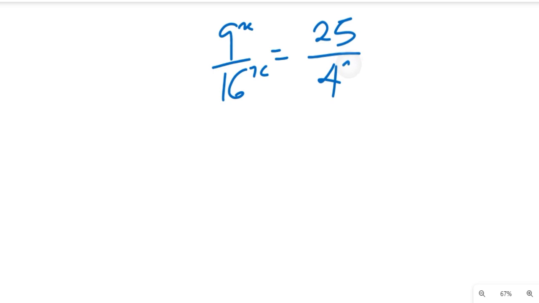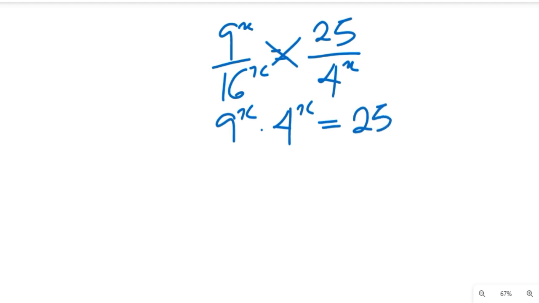If we want to look at the second method of solving this question, remember we are given that 9^x divided by 16^x is equal to (25 divided by 4)^x, all to the power of x except 25. So what we are going to do in this instance is cross multiply. If we cross multiply, we'll have 9^x multiplied by 4^x equal to 25 multiplied by 16^x.